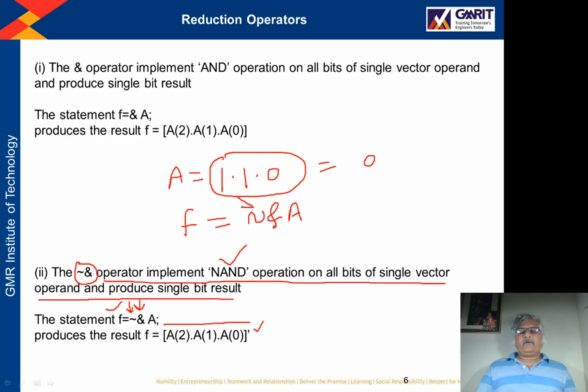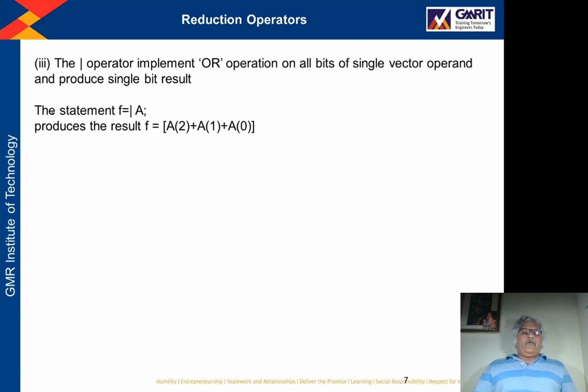And due to this tilde, the inversion of this will be done. So this will give you 1, and this one will be assigned to F. So 1 will be assigned to this F. So in this way, the NAND operation is performed. Logic reduction NAND, right?